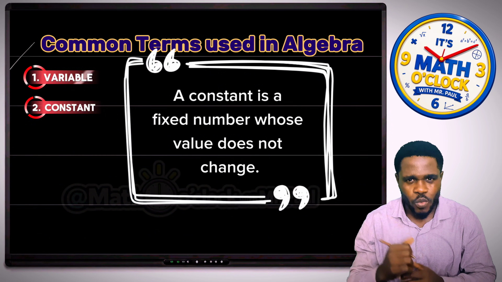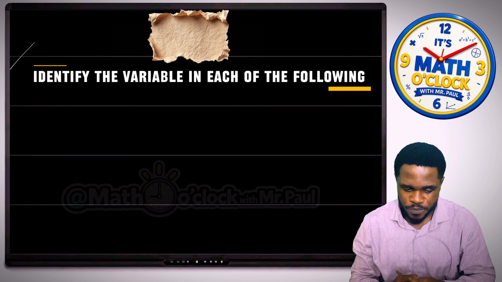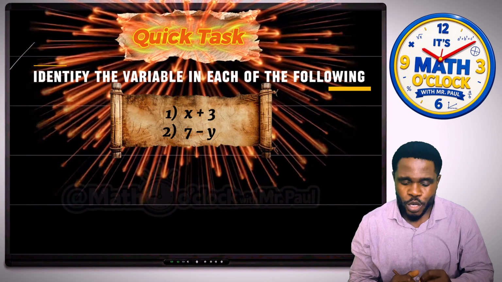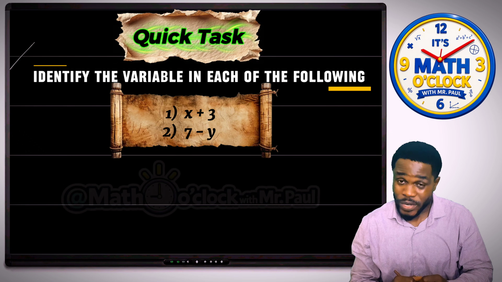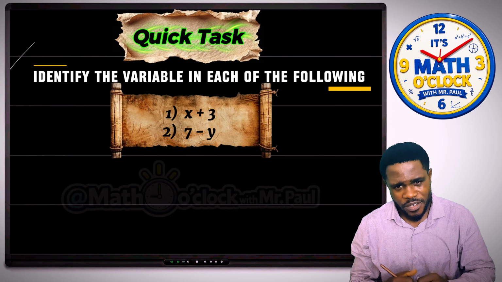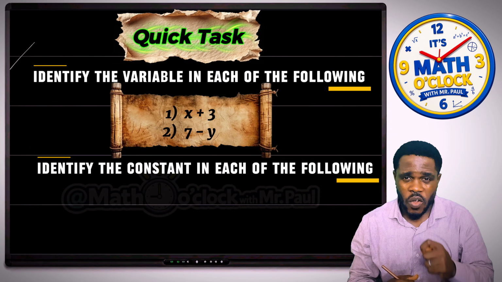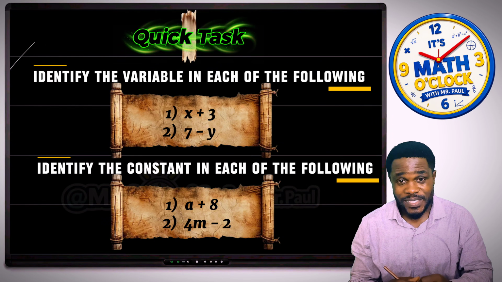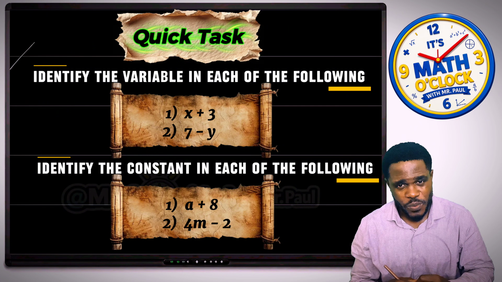So quickly, here's a quick task for you. Solve those quick tasks and then we proceed from there. Identify the variable in each of the following. x plus 3, which is the variable? 7 minus y, which is the variable? Also, I'd like you to identify the constant in each of the following as well. First one is a plus 8, and the second one is 4m minus 2.